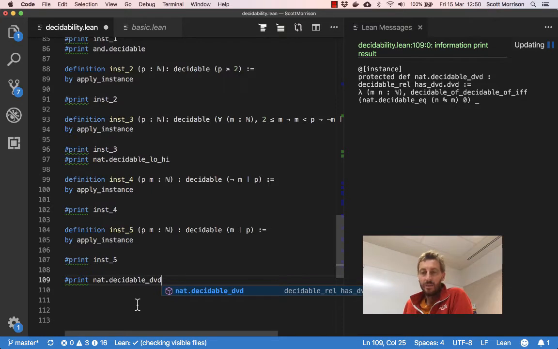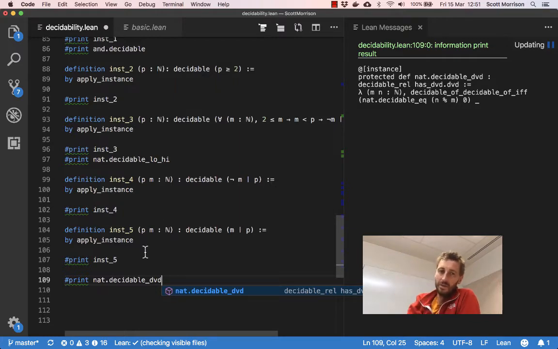Okay, what's going on here? Well, it's actually saying here that divisibility is decidable because A divides B is true if and only if B mod A is 0, and finally we've got decidable equality in the natural numbers. So at the end of the day, it boiled down to the suggestion of using mod.